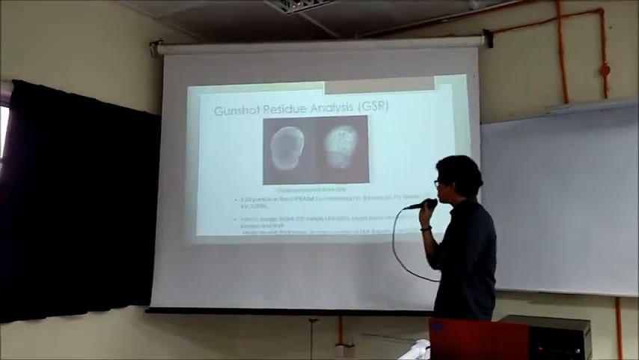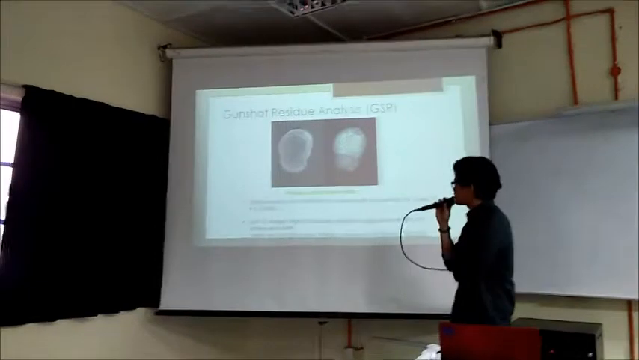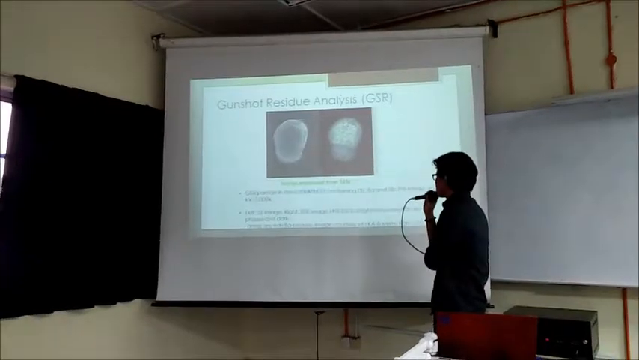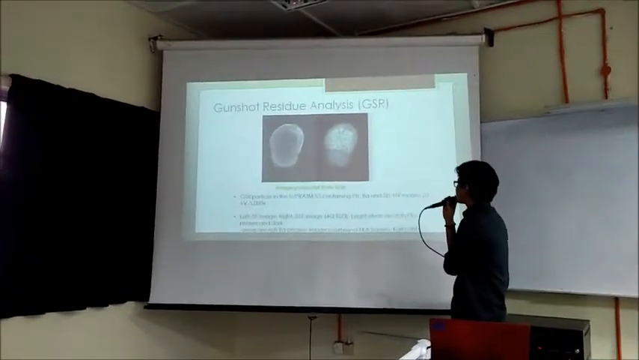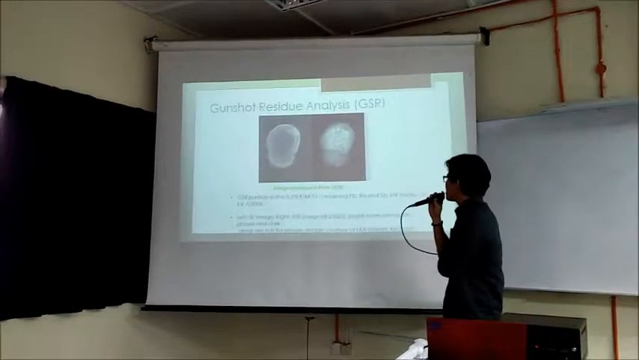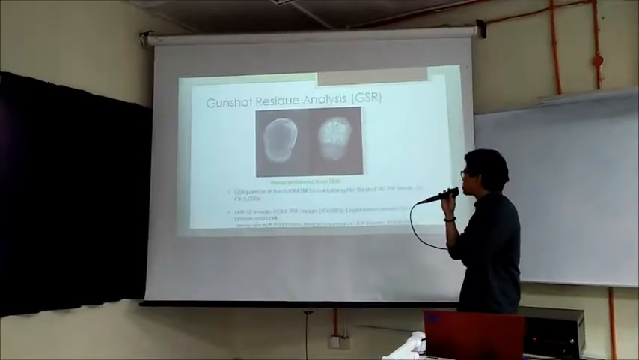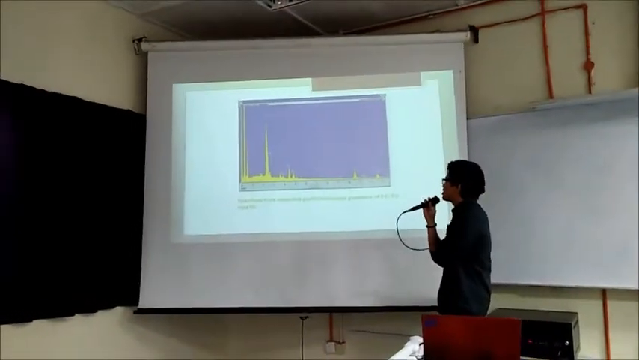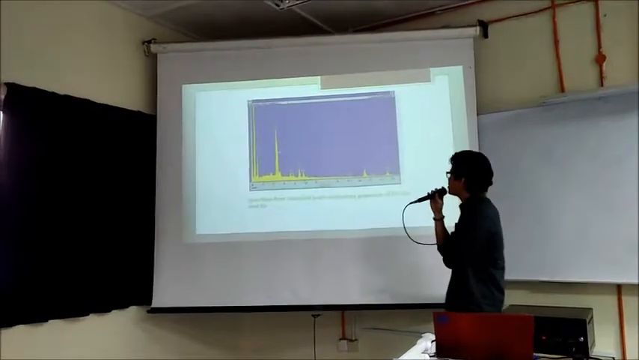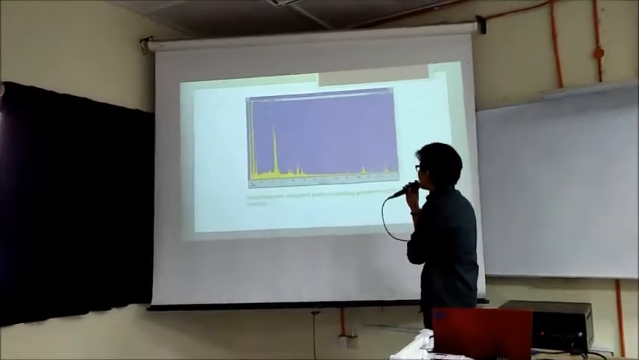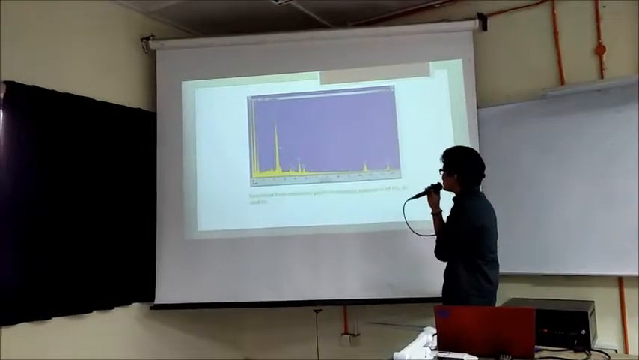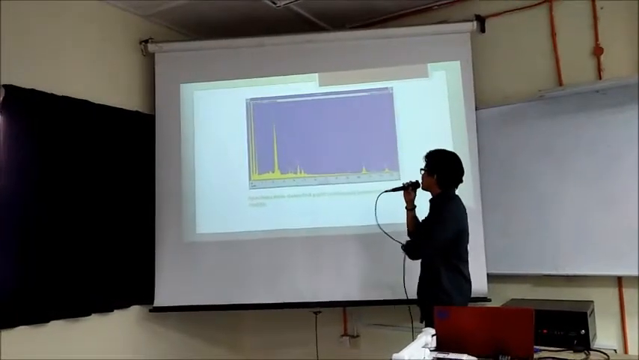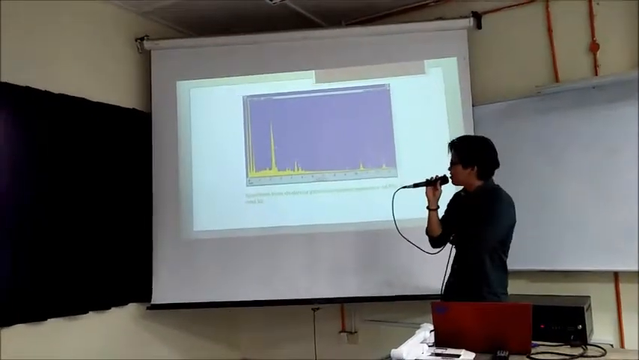This is the image produced by SEM, which is scanning electron microscope. It is a gunshot residue. We can see from here it contains Pb, which is lead, and Ba, which is barium, and Sb is antimony. Next, this is the graph produced by scanning electron microscope. Here we can see that the existence of Pb, Ba, and Sb, which I have said just now, is high according to the graph.